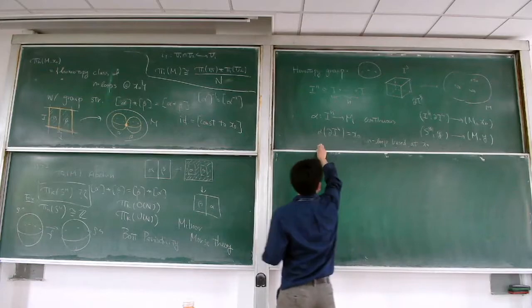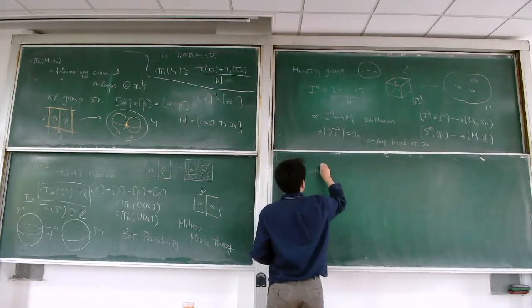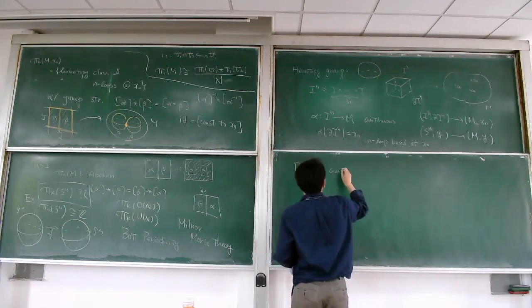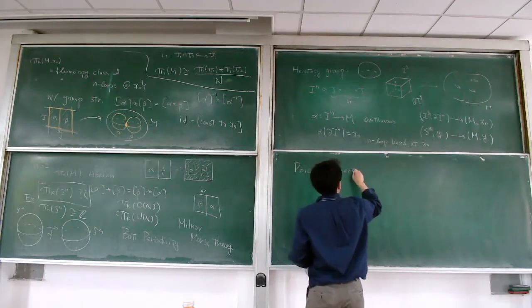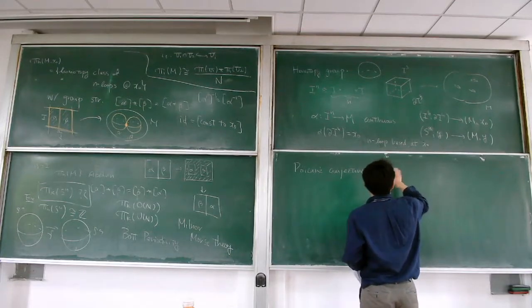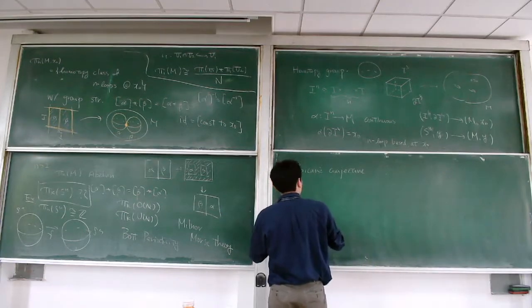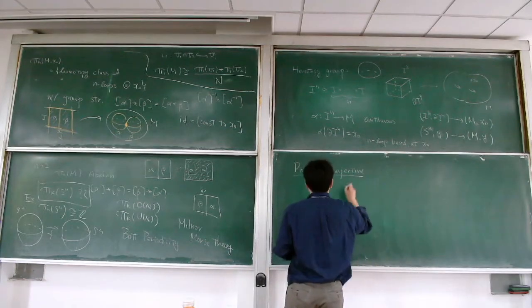So that one is called the Poincaré conjecture. Now it's no longer a conjecture. It's now called Perelman's theorem, but it's better not to mention that. Okay, so Poincaré made a conjecture.